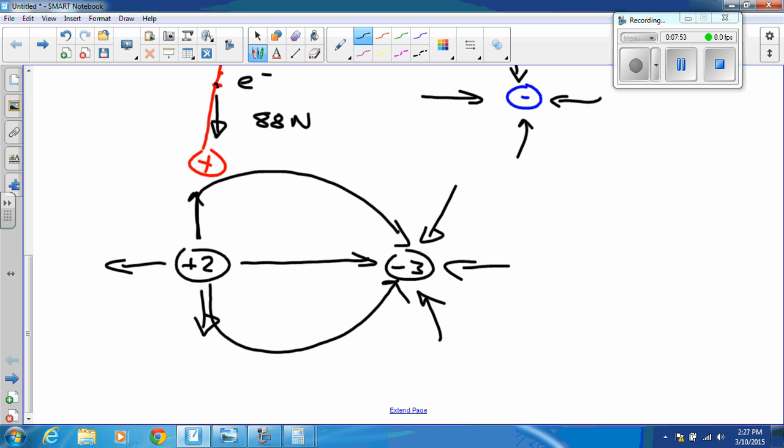So then in that case, the negative charge would be pulling the positive too. That's right, and the positive will be pulling the negative to it. Both. So this guy, because it's a positive charge, will be experiencing a force in that direction. And because this is a negative charge, it will be experiencing a force in that direction.